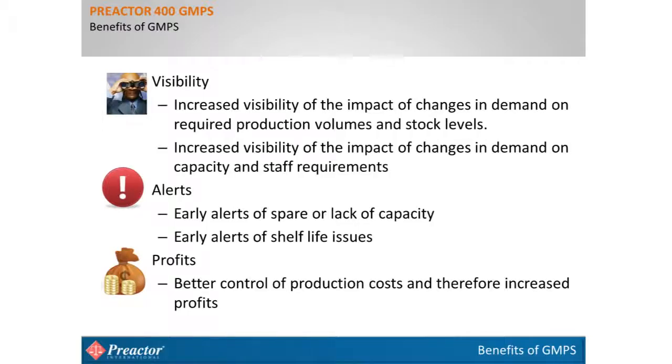It provides the planner with an instant view of the impact of changes to the plan brought about by changes in demand or in capacity available. Instant alerts provide warnings of lack of capacity or product that will run out of shelf life. These features enable a better control of production costs and therefore increased profits.